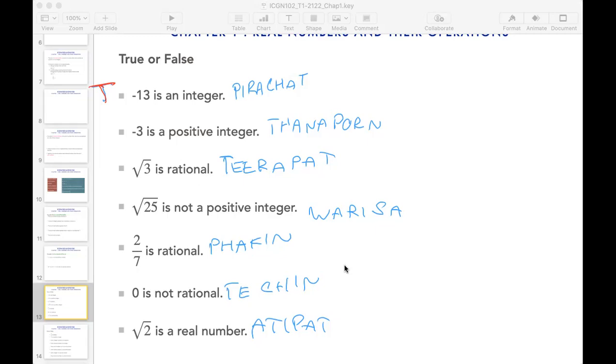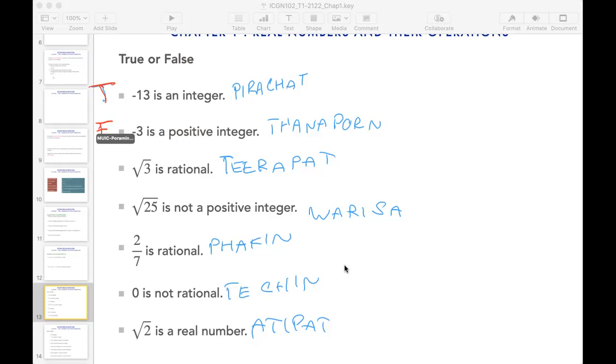Next, Thanaporn, is negative 3 a positive integer, true or false? False. Why is that? Positive integers start from what number? 1, right? This is negative 3. It's not in the positive integer set. Yeah, so the answer is false.